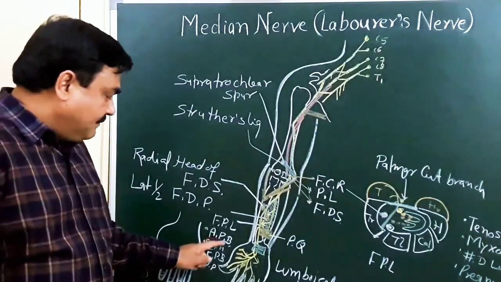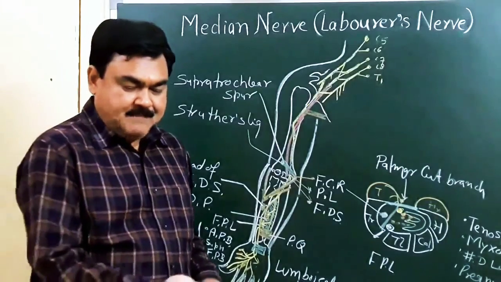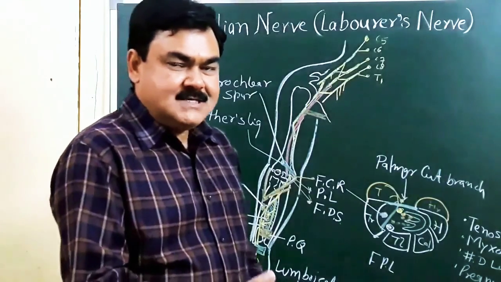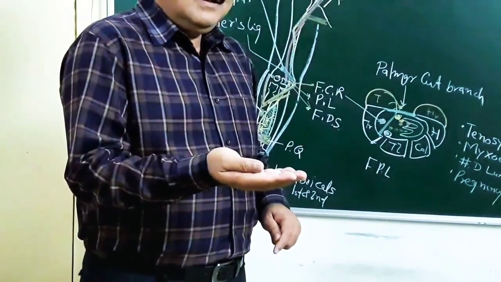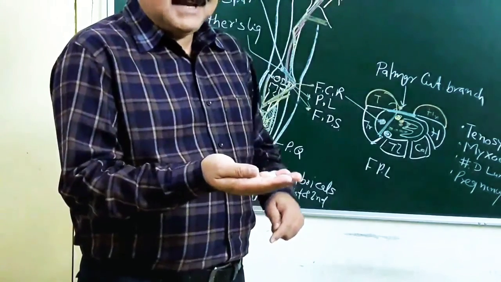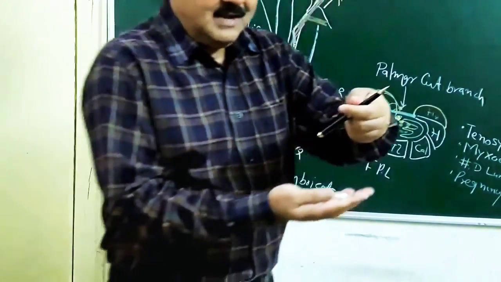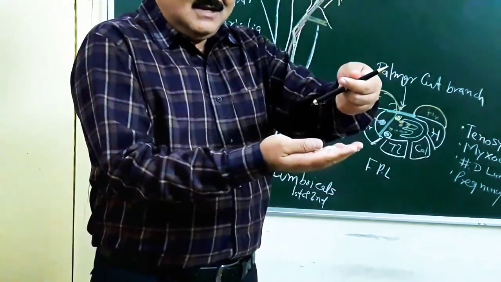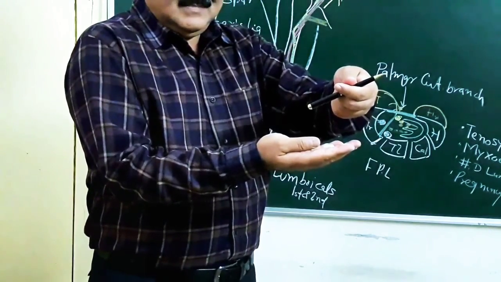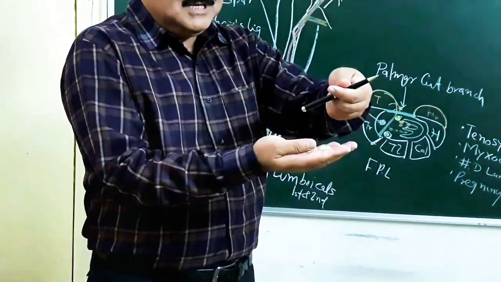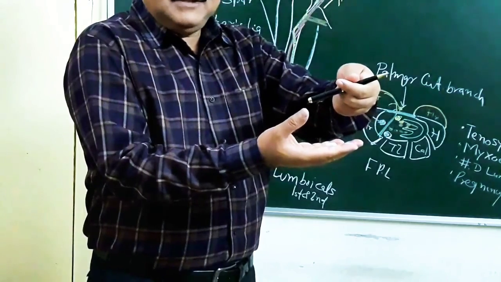If abductor pollicis is paralyzed, then what happens? This is abduction. If abductor pollicis is paralyzed, you can perform the pen test. Use a pen and ask the patient to touch the pen with their thumb. If abductor pollicis brevis is paralyzed, the patient cannot touch the pen with the thumb.